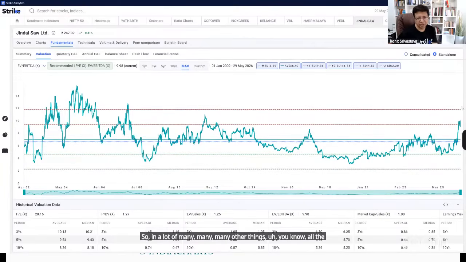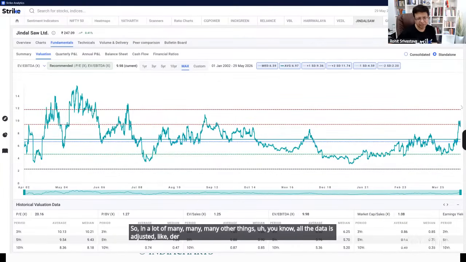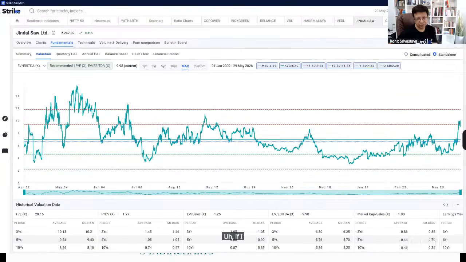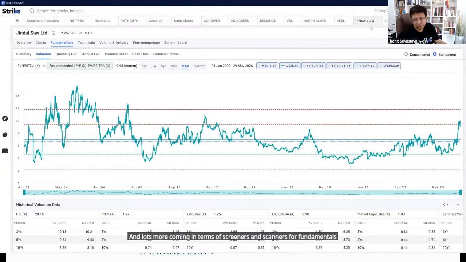All the data is adjusted, like derivatives. Open interest is adjusted for splits and bonuses. FII positioning is adjusted for contract changes in Nifty. So we've pretty much done what you really need to do with data to make it possible, and lots more coming in terms of screeners and scanners for fundamentals as well. So just giving you a brief overview of the Strike platform.